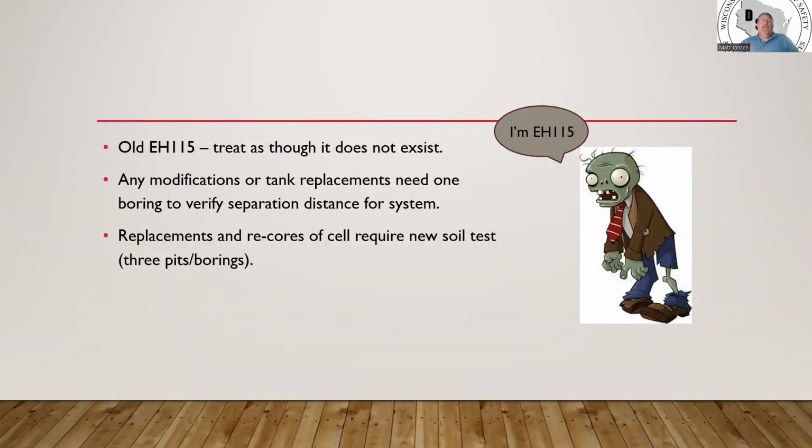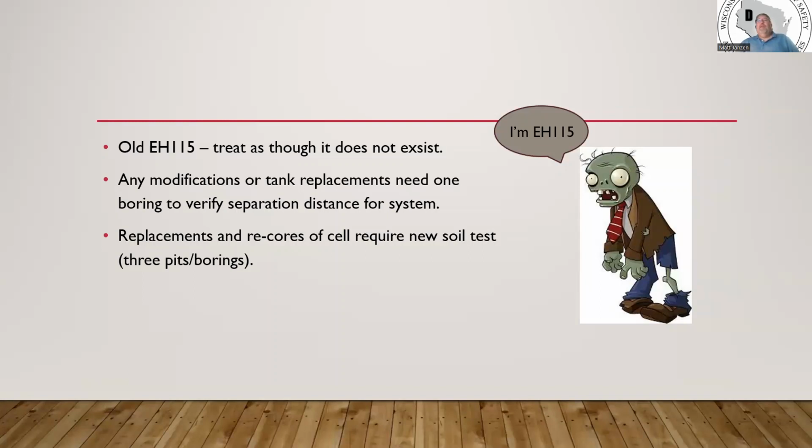The reason we got rid of the EH115 as a perk test is that it did a good job at telling you percolation rates or loading rates, but it did not do a good job at determining separation distance to groundwater. So that's why we need to have at least one boring out there to verify our separation distance. The system can remain in effect as long as it meets code, which means it meets a separation distance. So we don't need a full soil test, but we need one boring to verify that it meets separation, that they did not miss something in 1978 when they did their perk test.